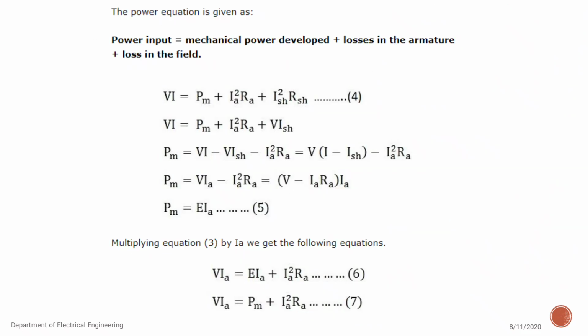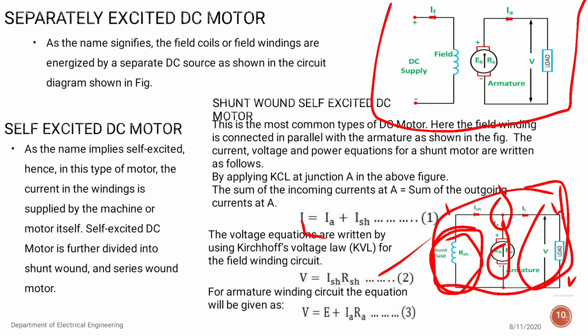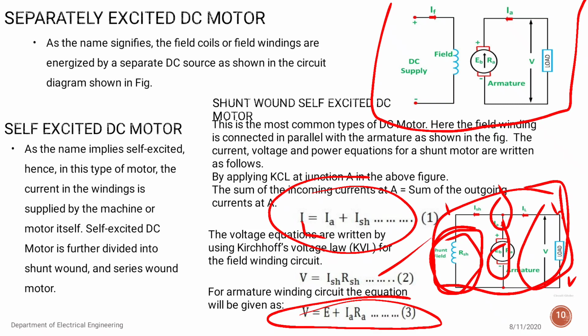Then go for next. Now we know that the voltage equation we have calculated. See, in this figure, in this page we have calculated the current equation and the voltage equation. So I think there is no doubt for anyone. If any doubt, please let me know. Any doubt?